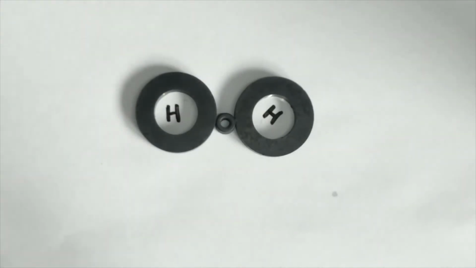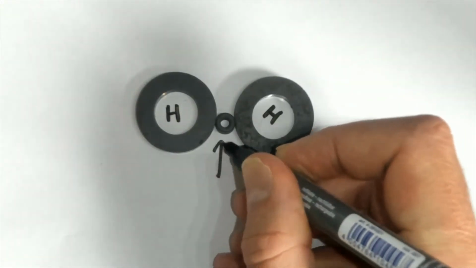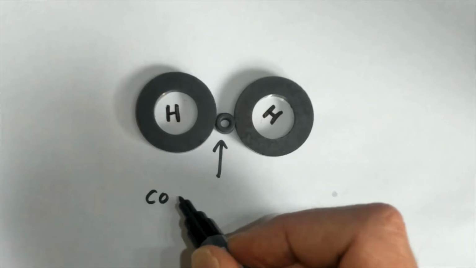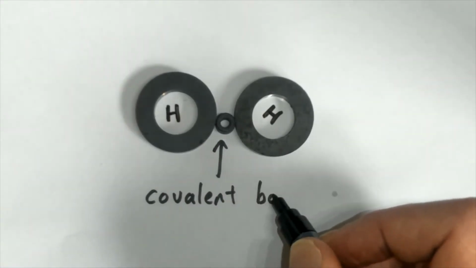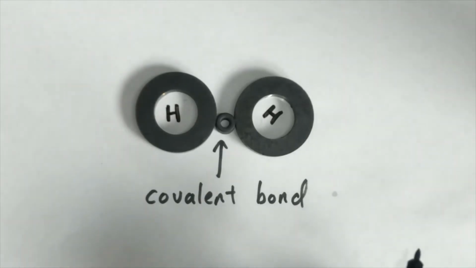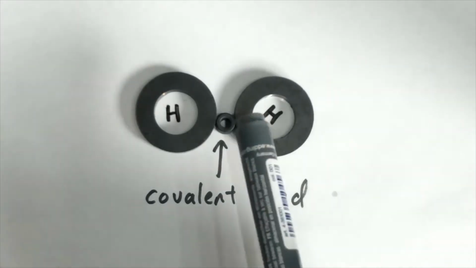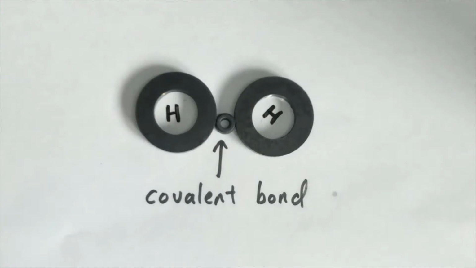And we call this bond, in which we have a shared pair of electrons between 2 non-metal atoms, a covalent bond. So our definition of a covalent bond is that a covalent bond forms when 2 positive nuclei are held together by their common attraction for that shared pair of electrons.